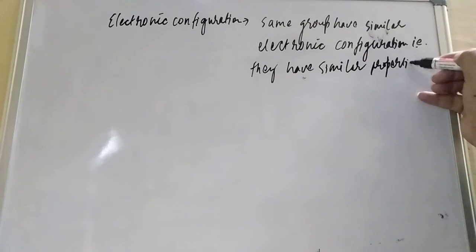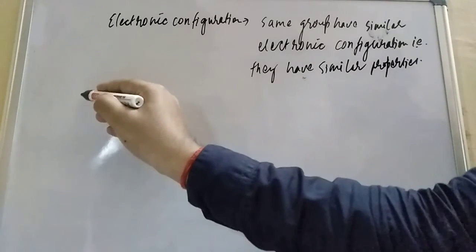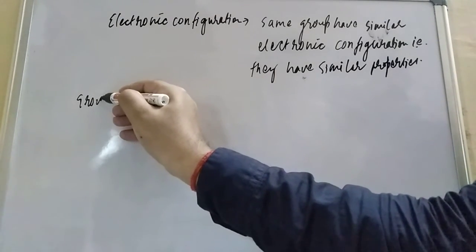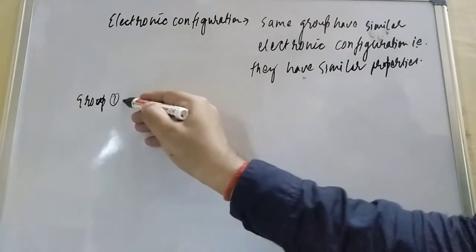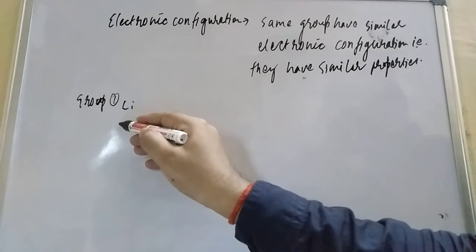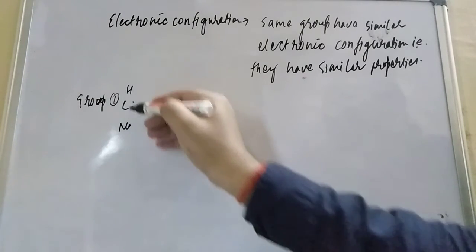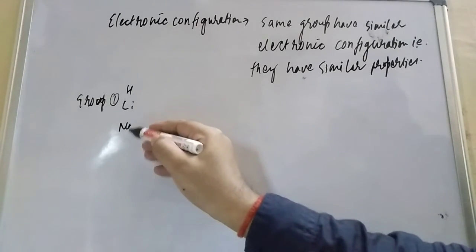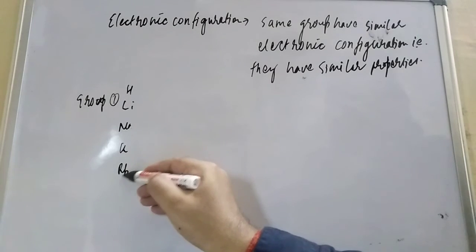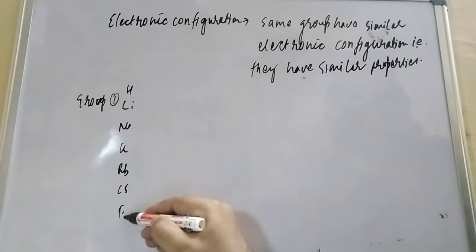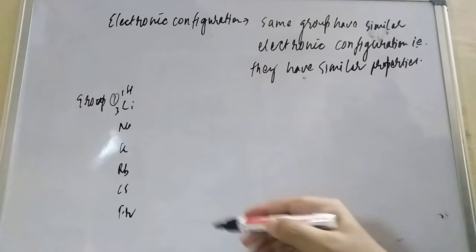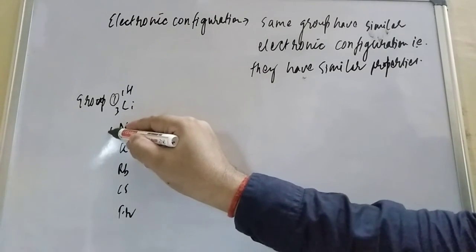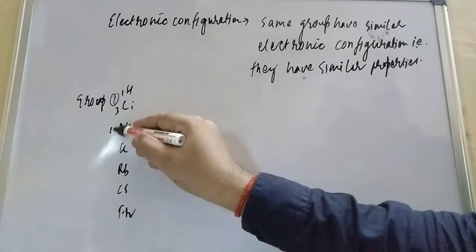Now student, you try to understand. Suppose you are taking group 1. Group 1 elements, what are they, student? Hydrogen, lithium, sodium, potassium, rubidium, cesium and francium. Now you see the atomic number here is 1. Here is 3. And here is how much, student? This is 11.